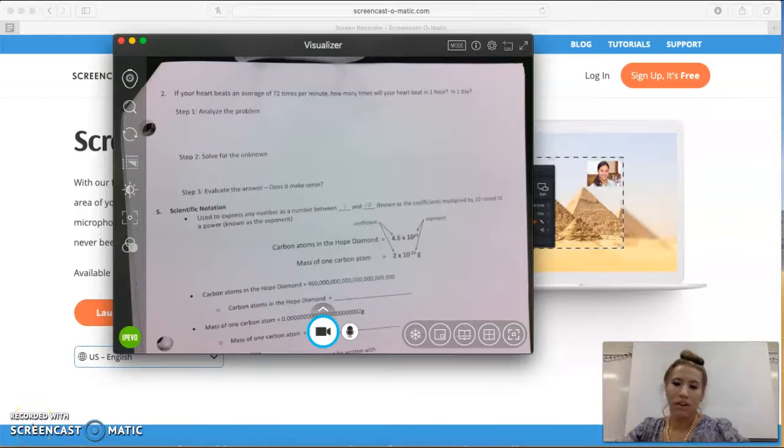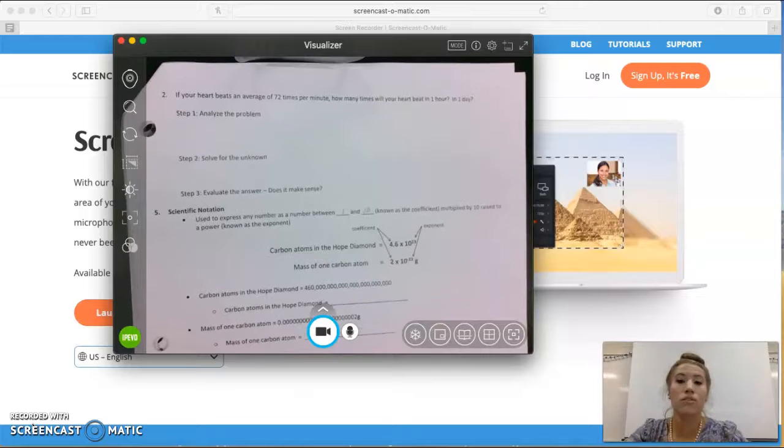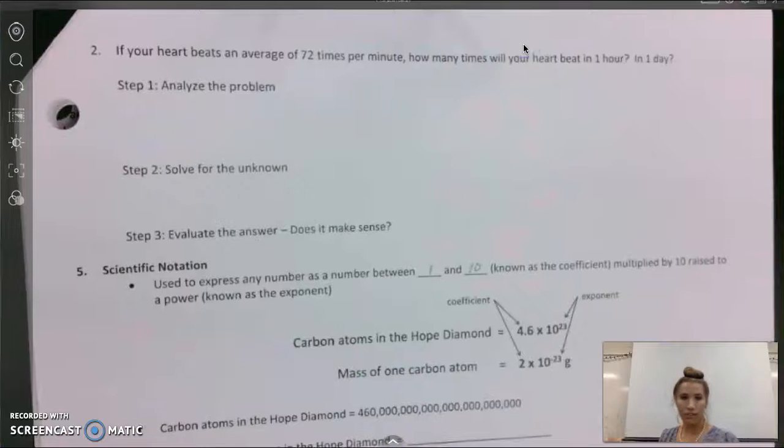Hello, everyone. Okay, so we are on day 2, day 2 of Unit 1. And we're going to be looking at pages 3 and 4 of our guided notes. Everything on here has to do with scientific notation.